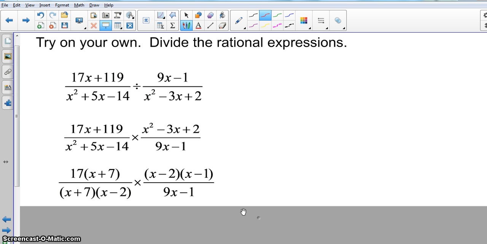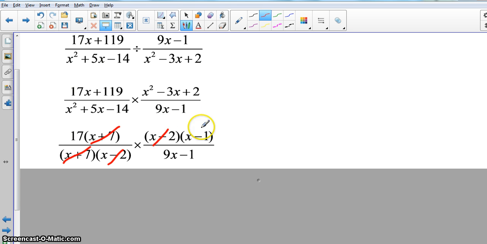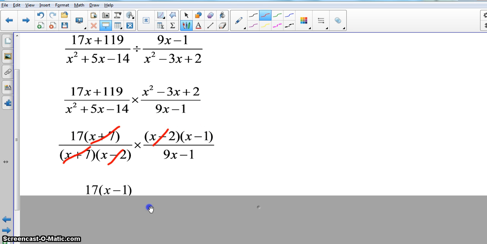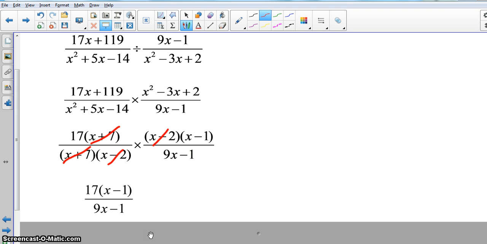Now that it is just a regular multiplication problem, I look to cancel. So I have an x plus 7 in the numerator and an x minus 7 in the denominator. I have an x minus 2 in the numerator and an x minus 2 in the denominator. There's nothing else I can cancel, so now I multiply straight across. So I'd have 17 times the quantity of x minus 1, and then a 9x minus 1 in the denominator of my second. That leaves me with an answer of 17 times the quantity of x minus 1 divided by 9x minus 1.